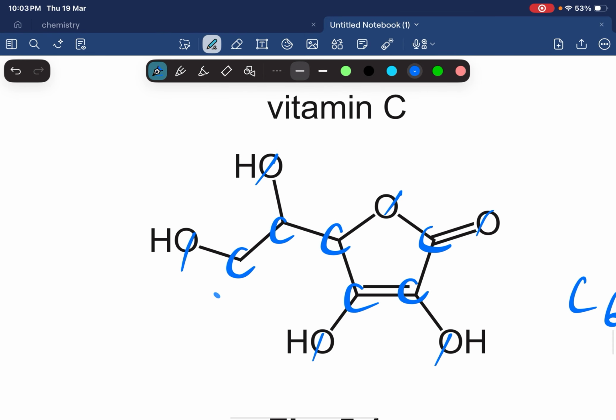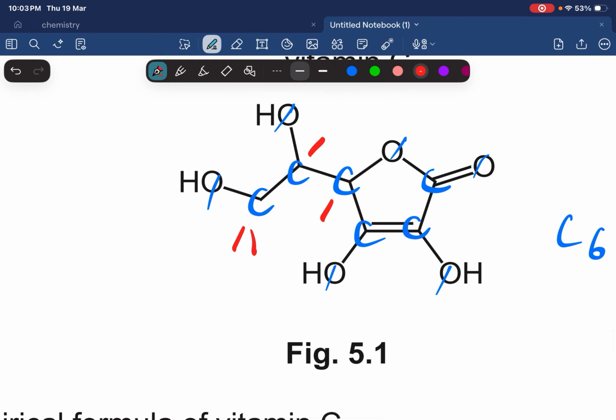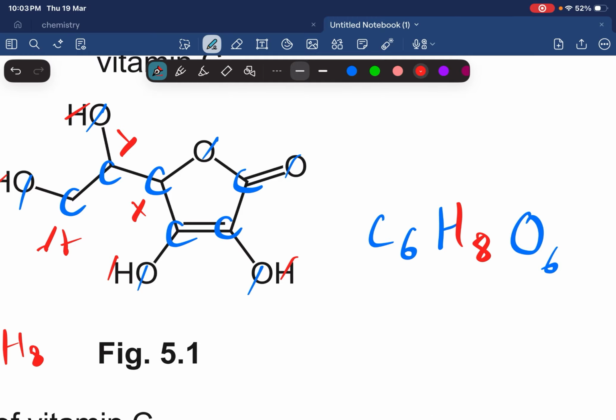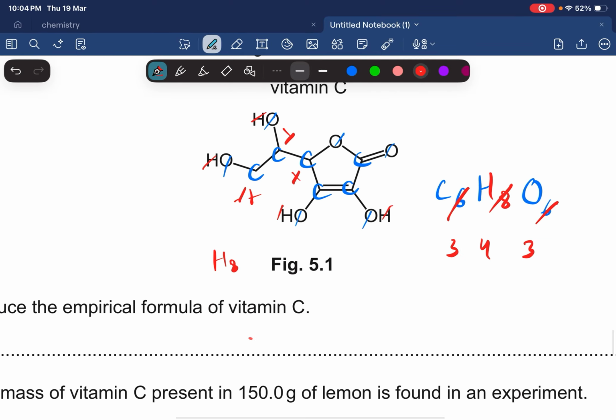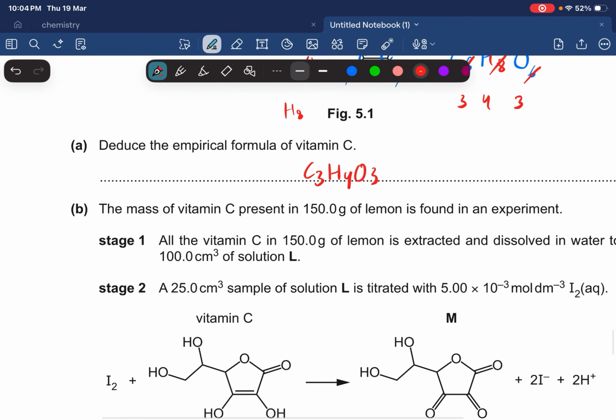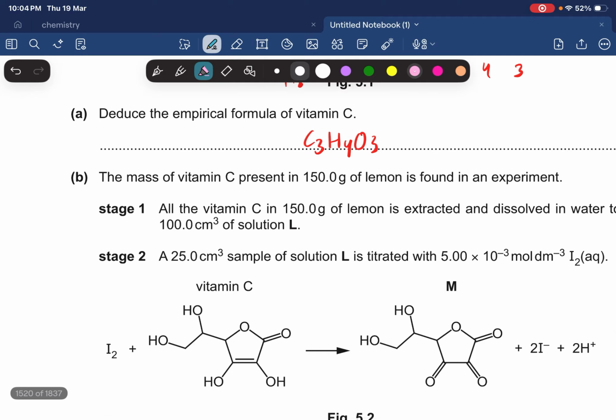हाइड्रोजन्स यहाँ पे होंगी दो, हाइड्रोजन इधर होंगी, एक इधर होगी, एक इधर होगी. 1 2 3 4 डन. 1 2 3 4 डन. तो कितनी होंगी? H होंगी 1 2 3 4 5 6 7 8, H8. तो इसको अगर आप 2 से कट करें, 2 3 टाइम्स, 2 4 टाइम्स, 2 3 टाइम्स, एम्पिरिकल फार्मूला होगा C3H4O3.